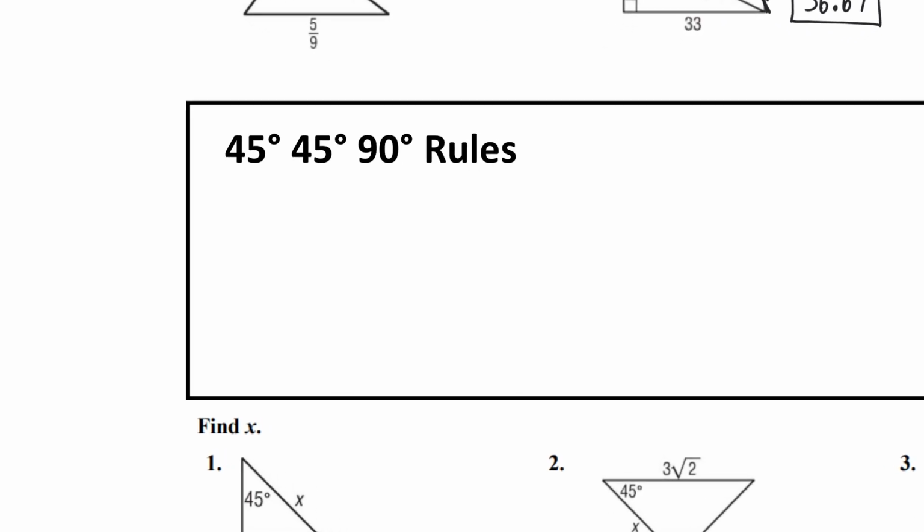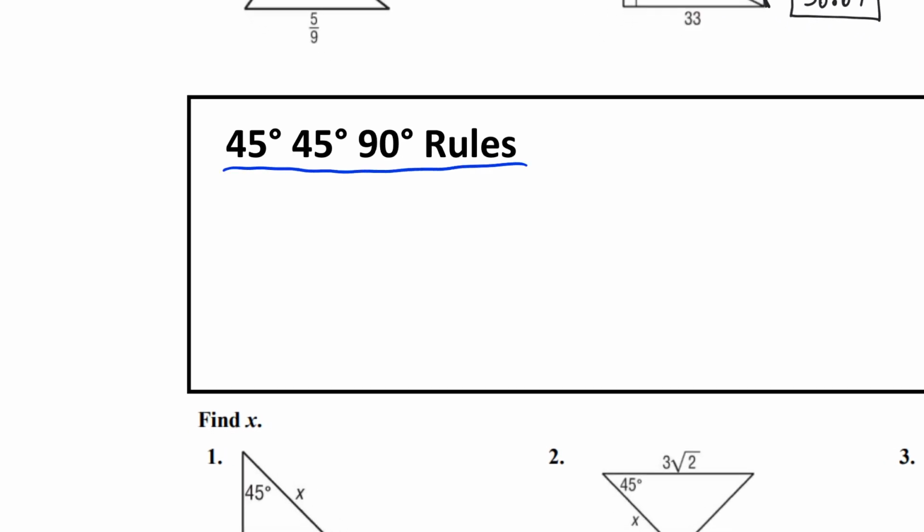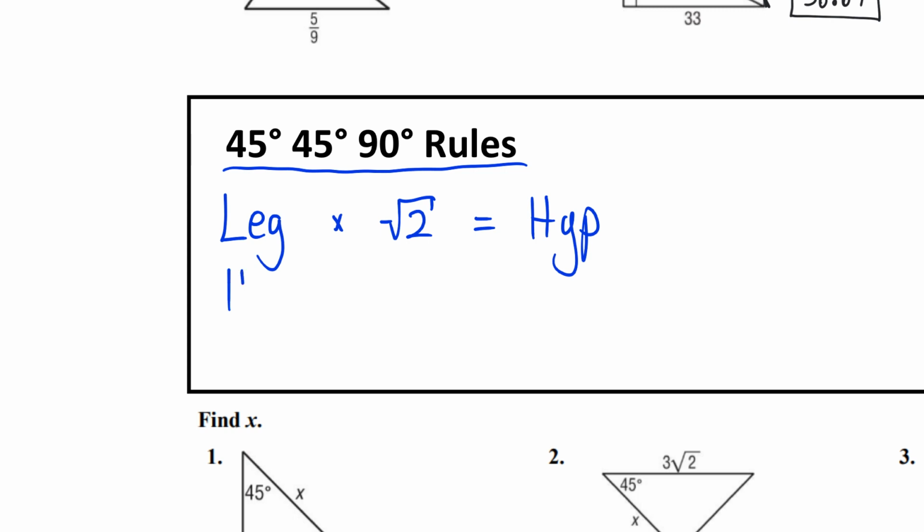Okay, let's talk about our 45, 45, 90 rules. All right, so on the 45, 45, 90, the leg times square root of 2 is going to give you the hypotenuse. Take this leg times square root of 2, it gives you the hypotenuse. Now, just the reverse of that, the hypotenuse divided by square root of 2 gives you the leg. I think that's why I focus on it, because I got these mixed up.